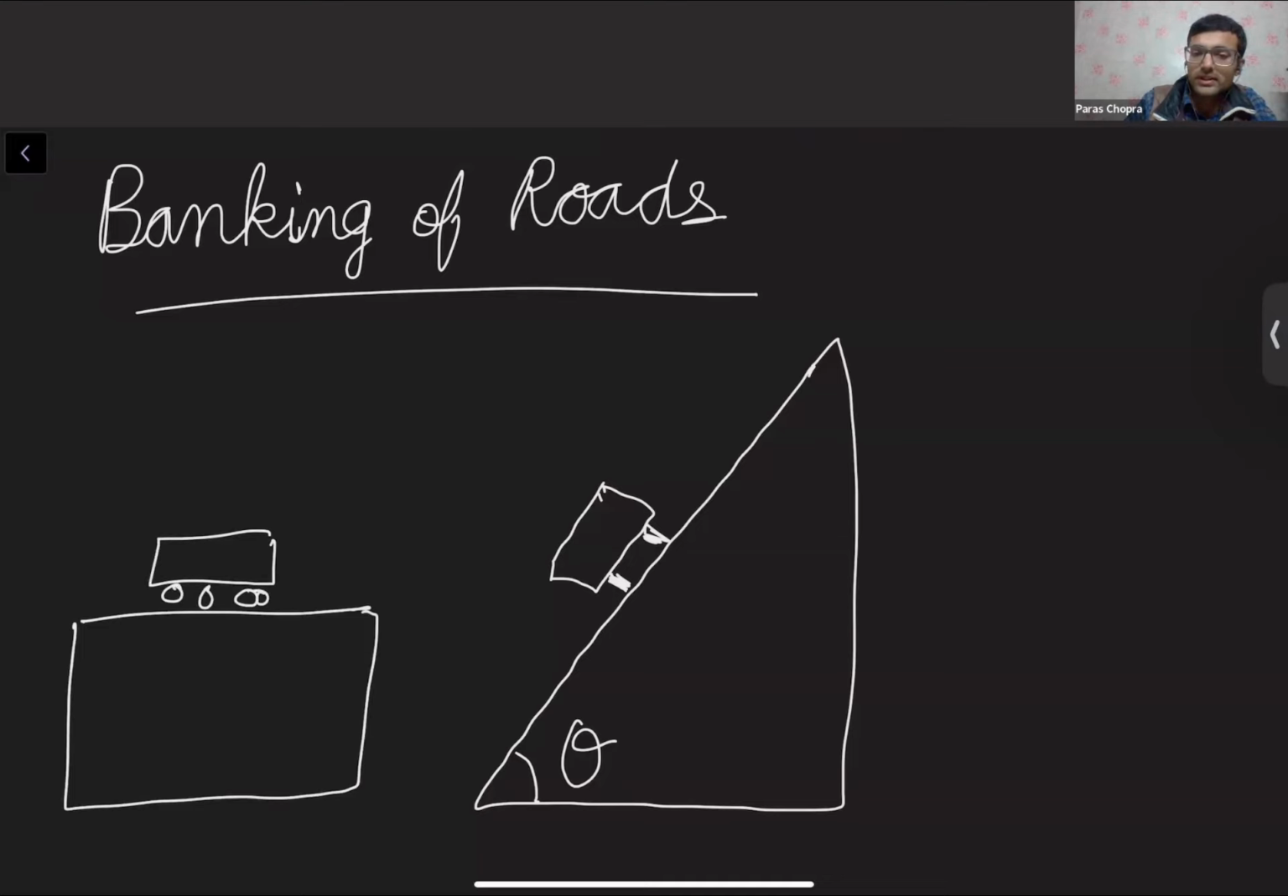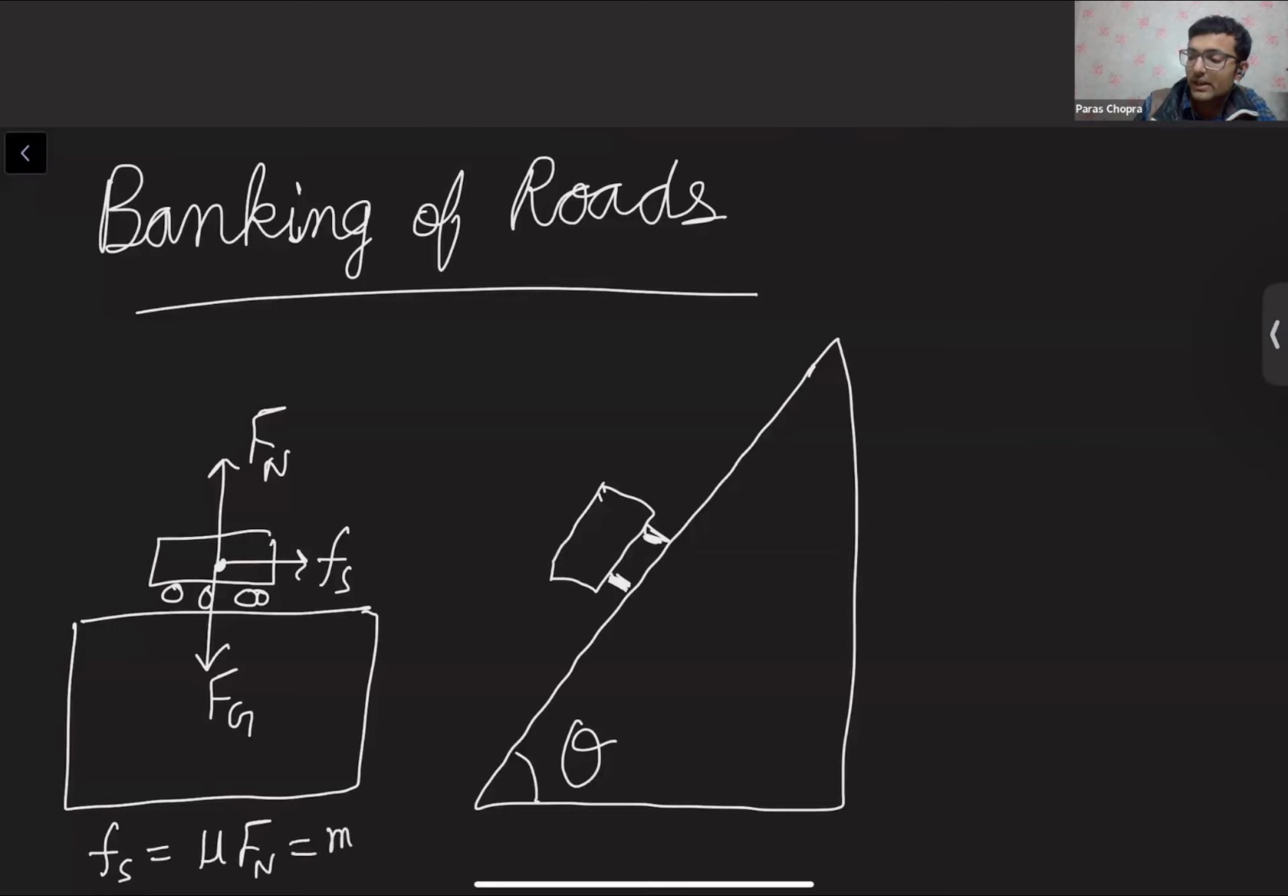Okay, so if we draw the free body diagram of a car on a normal road, there are only two forces acting. One is the gravitational force downwards, the other is the normal force upwards, and then there is the frictional force which is acting in the opposite direction. तो जो भी सेंट्रीपिटल फोर्स है दैट इज बीइंग प्रोवाइडेड बाय द फ्रिक्शनल फोर्स इफ देयर इज नो बैंकिंग. The only force which is acting in the horizontal direction without banking is the frictional force. So F of S, which is equal to mu times F of N, this is equal to mv square upon r.